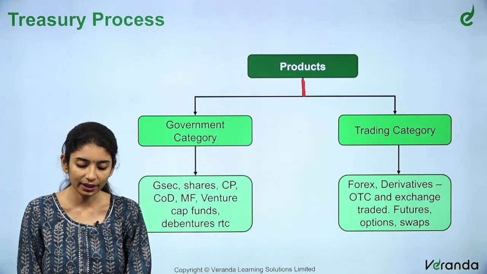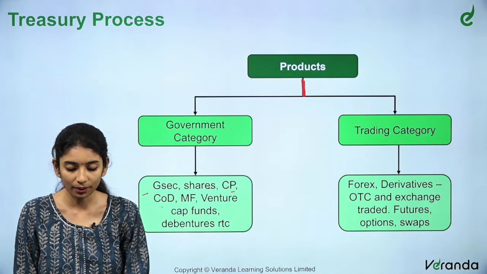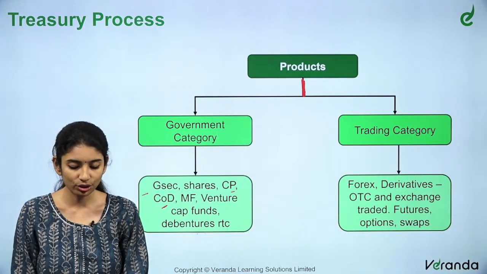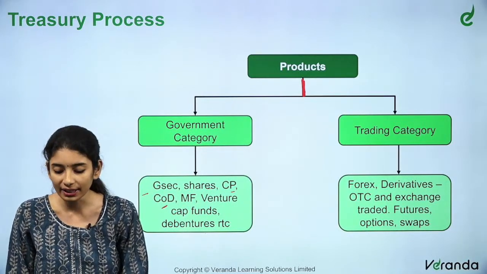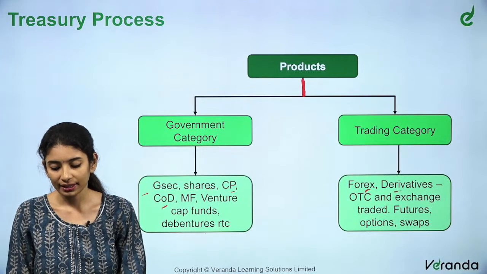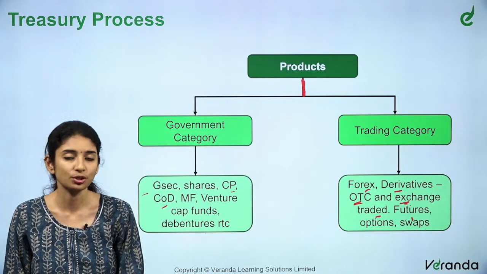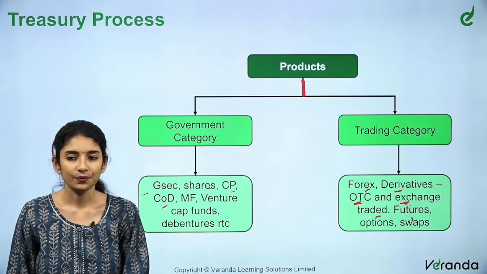Under the government category, I have government security, government shares, commercial paper, certificate of deposit, mutual fund, venture capital funds, debenture, all of these under the government category. Under the trading category, I have forex, derivatives, over-the-counter exchange-traded futures, options, swaps. All these instruments I can invest in via my bank.